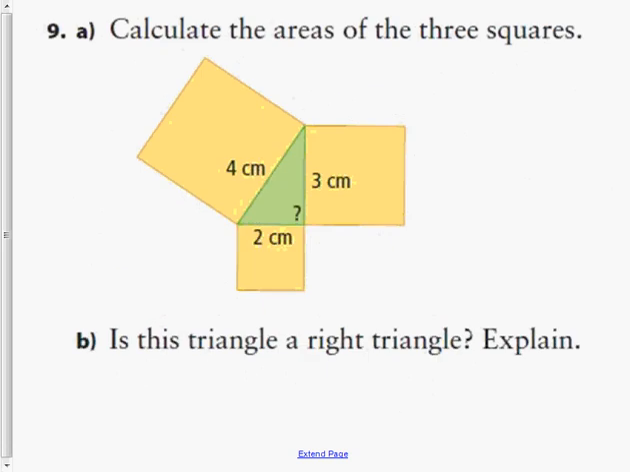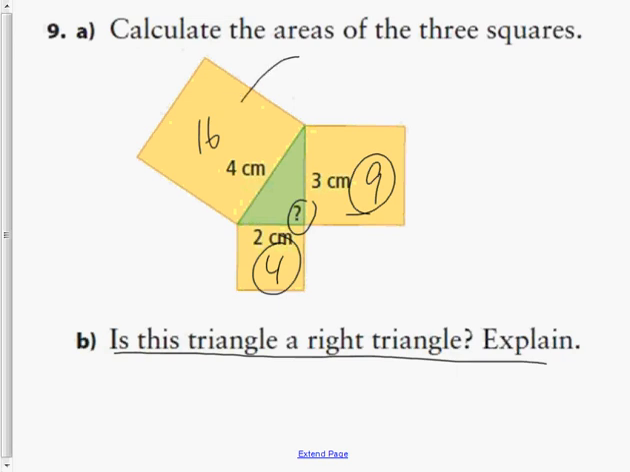Question 9 says calculate the areas for each. So this one would be 4, this one would be 9, and this one would be 16. It then says, is this triangle a right triangle? Is it right? Well, it looks right, but if it is a right triangle, it must follow Pythagoras, which means 4 plus 9, this area has to be 13, and it's not, it's 16. So therefore, it can't be a right triangle because it doesn't follow the Pythagorean theorem.